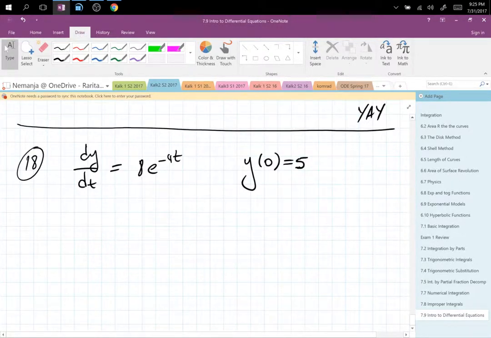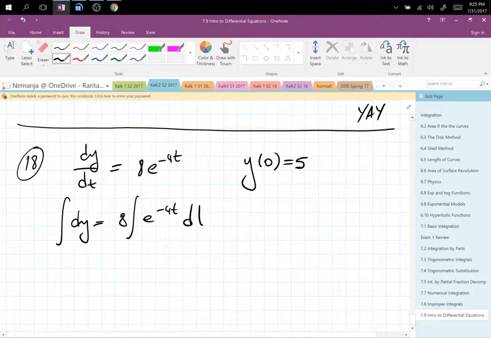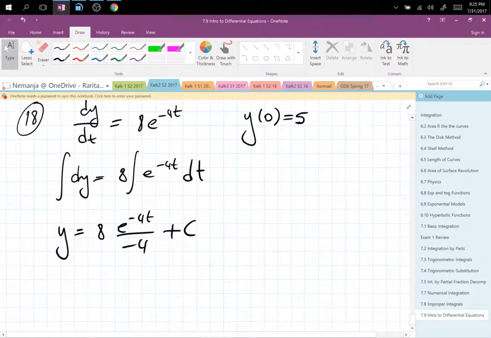We use separation of variables, right? So dy is equal to, kick the 8 out, we'll have these integrals, 8 e^(-4t) dt. We do separation of variables, and then on this side we have just y equals 8 times e^(-4t) divided by negative 4, plus c. These now cancel.